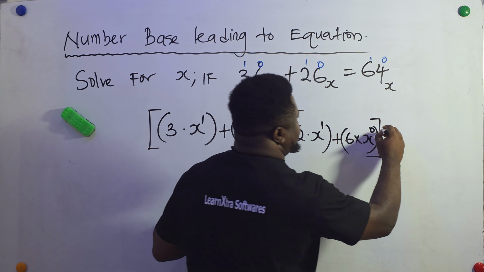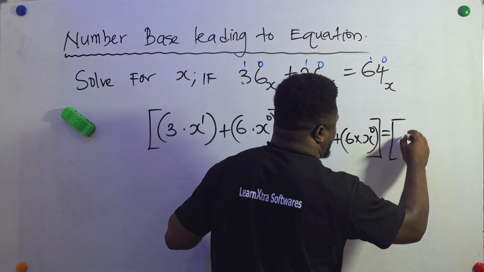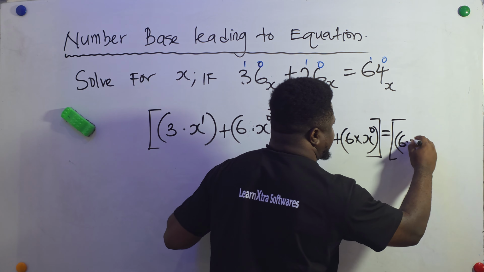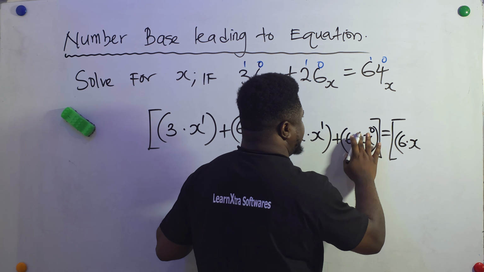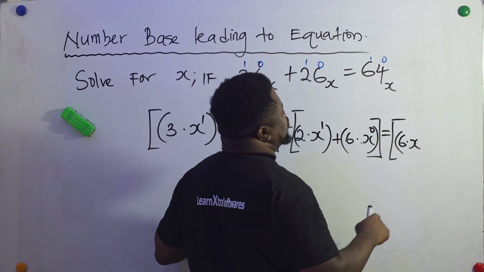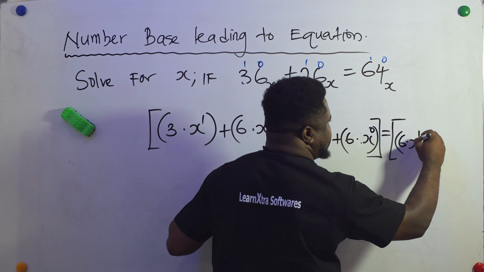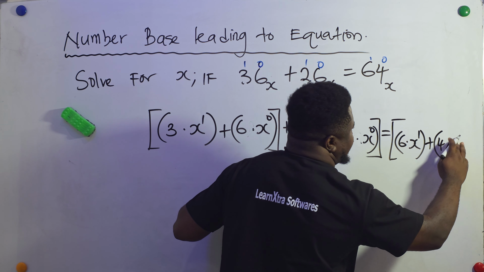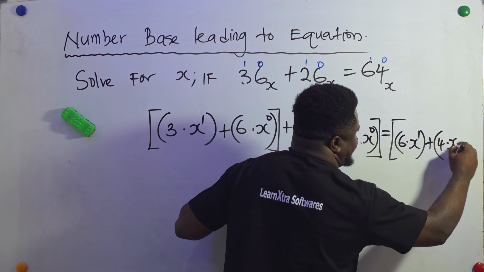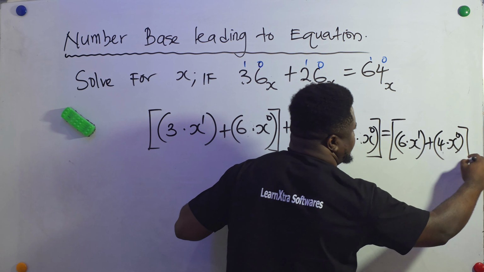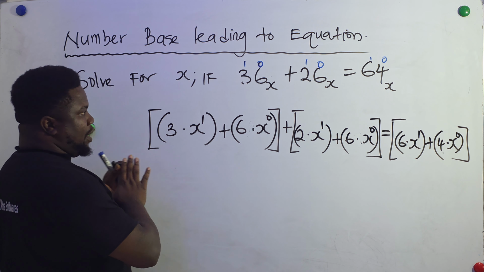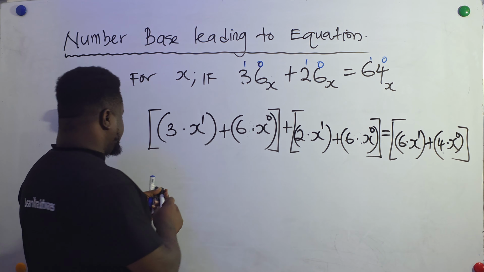That's it. Equal to, over here we have 6 times x. 6 times x to what power? 1. Plus 4 times x. Let's use dot. To what power? 0. That's it. So that's our conversion.